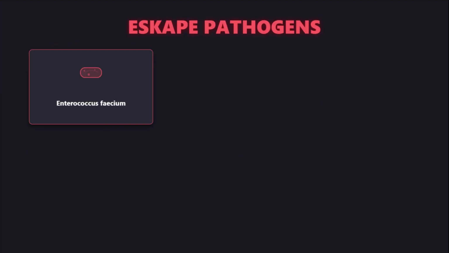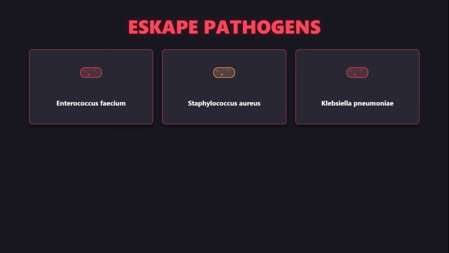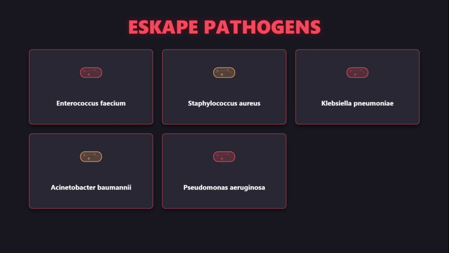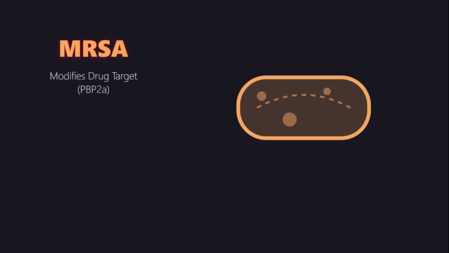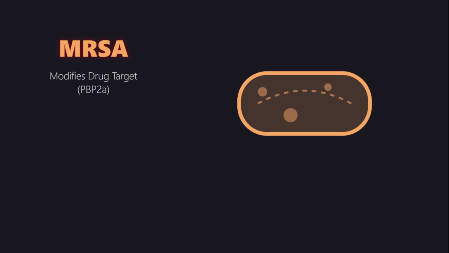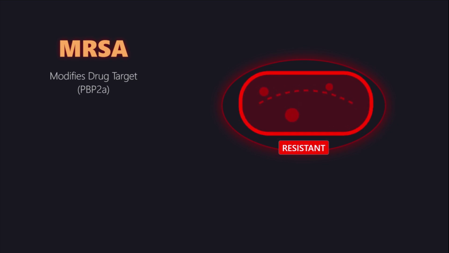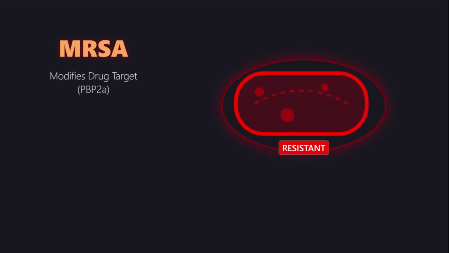The World Health Organization identifies priority pathogens, notably the ESKAPE group: Enterococcus faecium, Staphylococcus aureus, Klebsiella pneumoniae, Acinetobacter baumannii, Pseudomonas aeruginosa, and Enterobacter species. These exhibit high levels of multidrug resistance. For example, methicillin-resistant Staphylococcus aureus, or MRSA, modifies its drug target site, altering PBP2A to evade beta-lactam drugs.